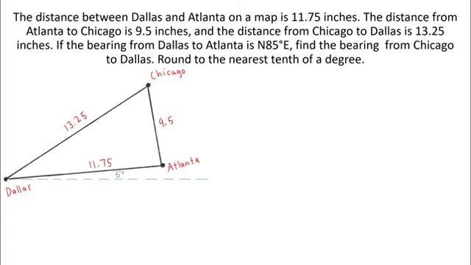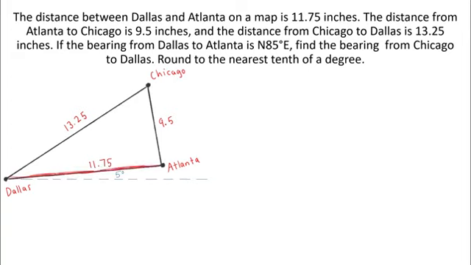All right, this example says the distance between Dallas and Atlanta on a map is 11.75 inches. The distance from Atlanta to Chicago is 9.5 inches, and the distance from Chicago to Dallas is 13.25 inches. And we can see all of that mapped out.